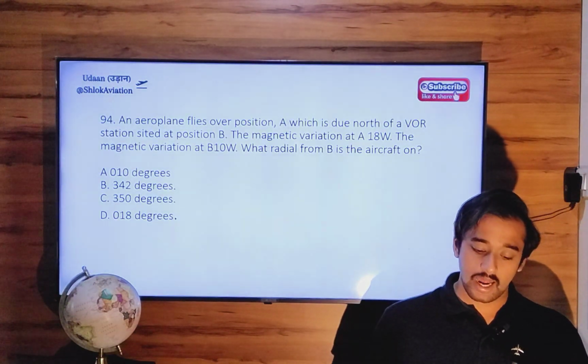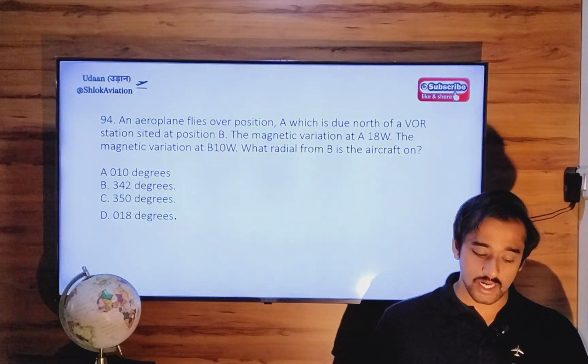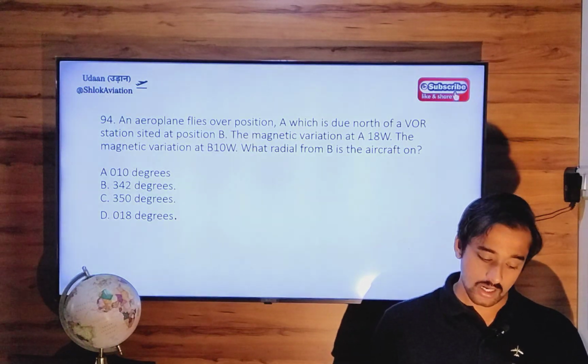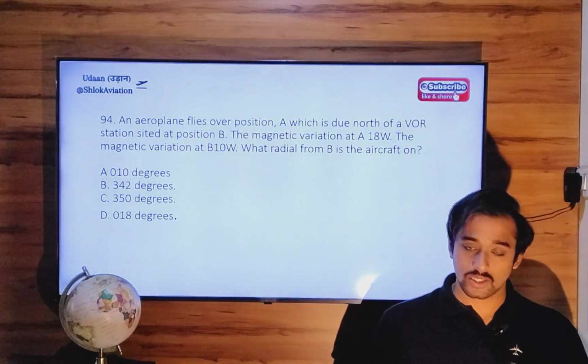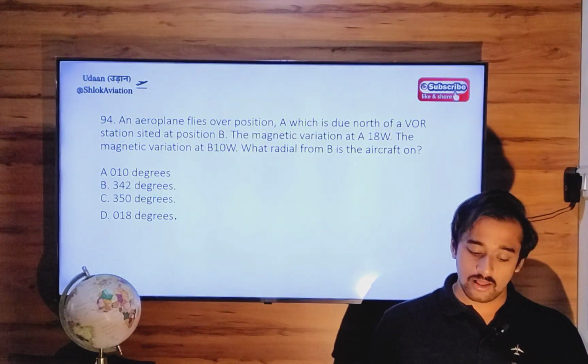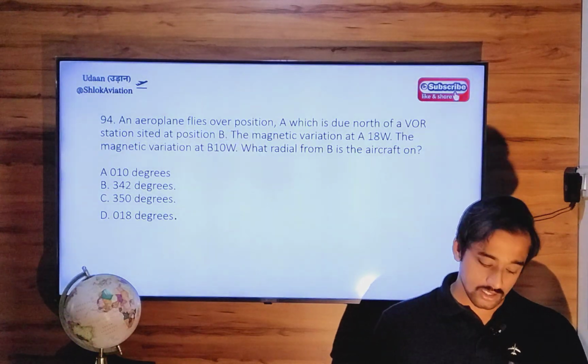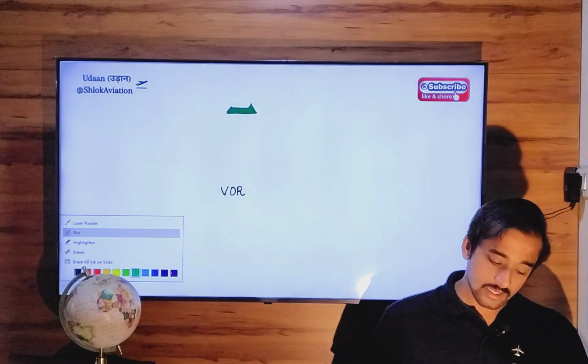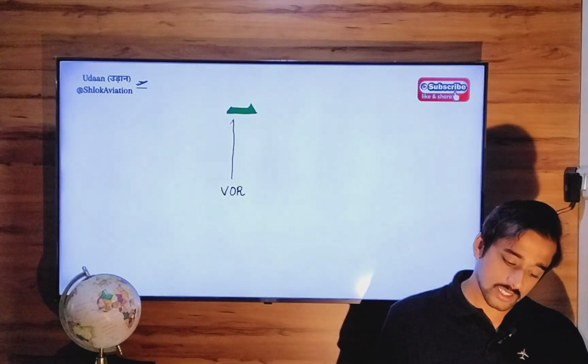Magnetic variation at aircraft is 18 west. Magnetic variation at VOR is 10° west. What is the radial on which aircraft is situated? Very simple. Aircraft is exact north of this VOR station.